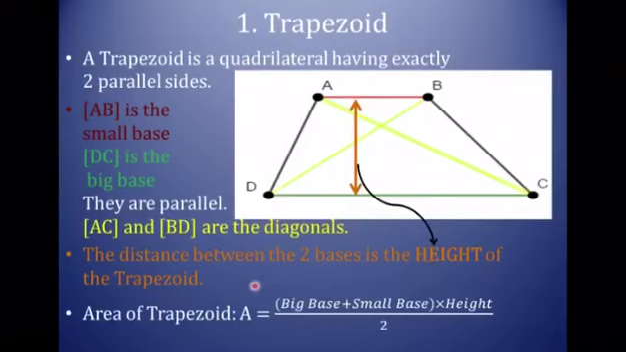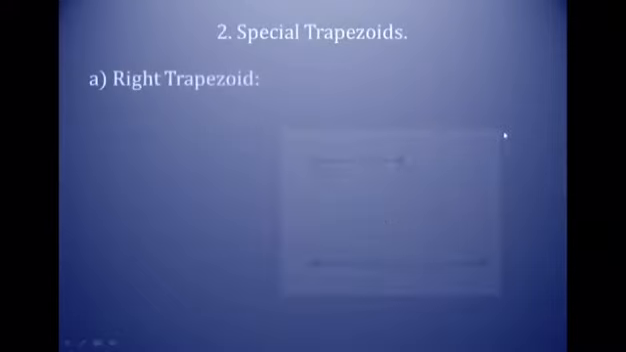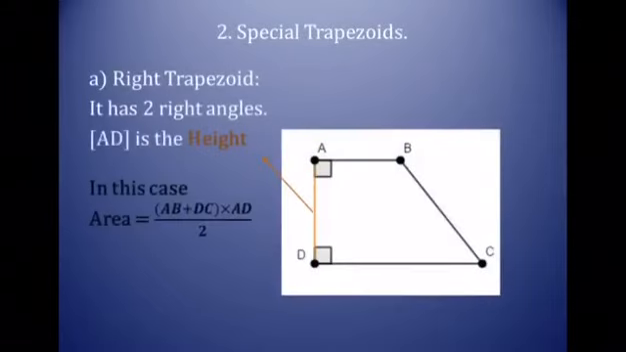Now the area of the trapezoid, how to find the area? It's equal to the big base plus small base, all multiplied by height over 2. We will do a small example after a while. Now we have some special trapezoids.